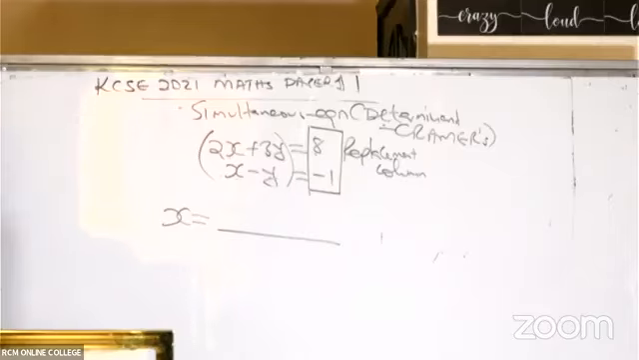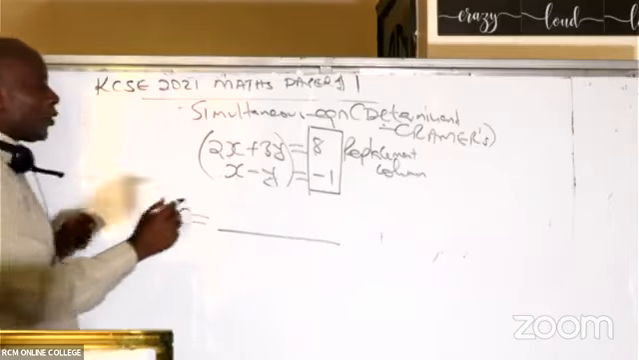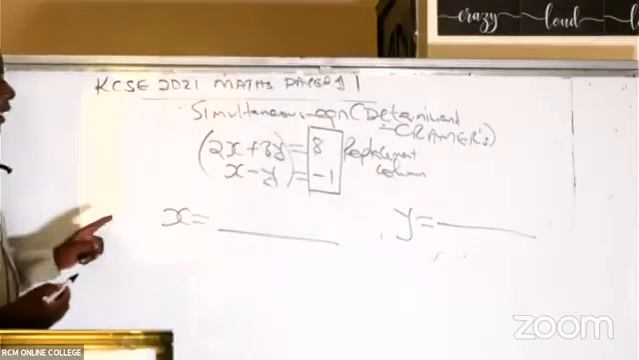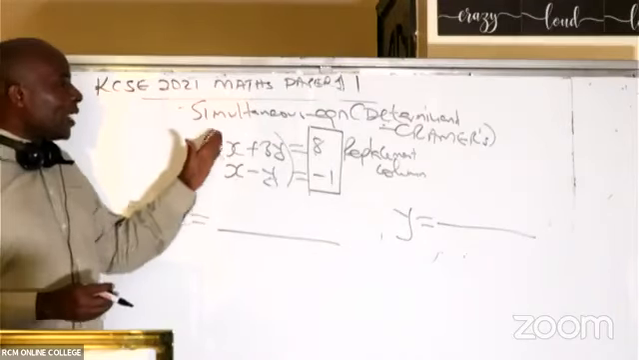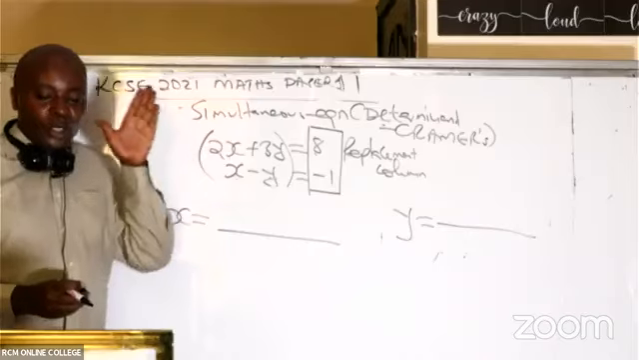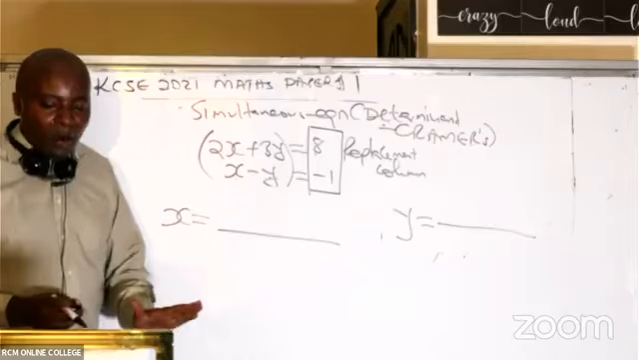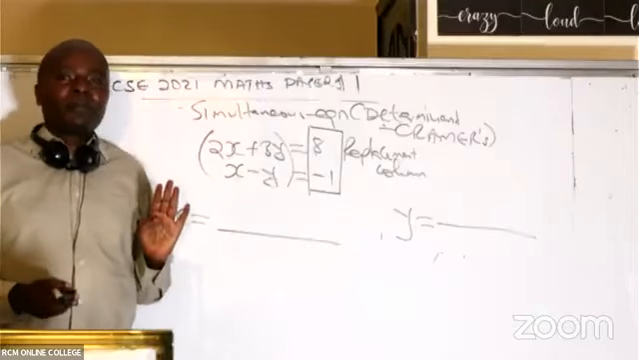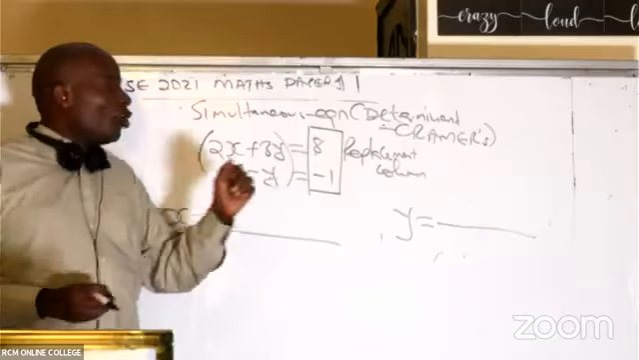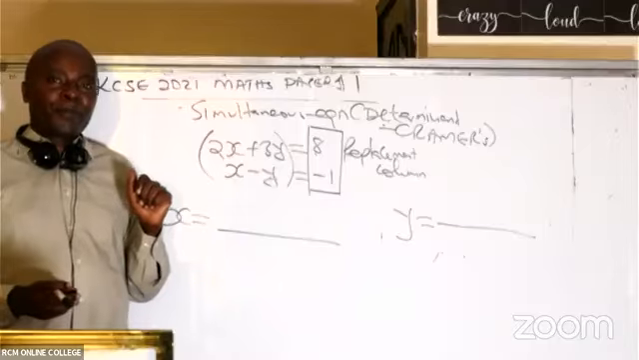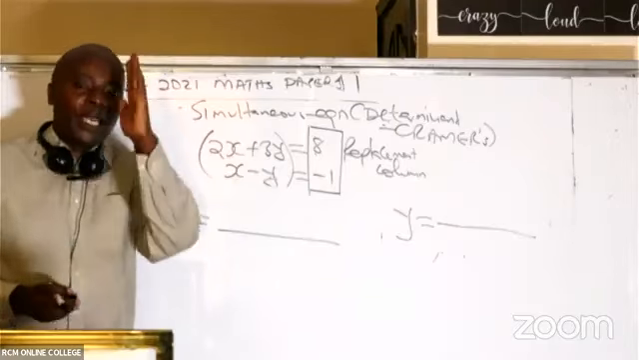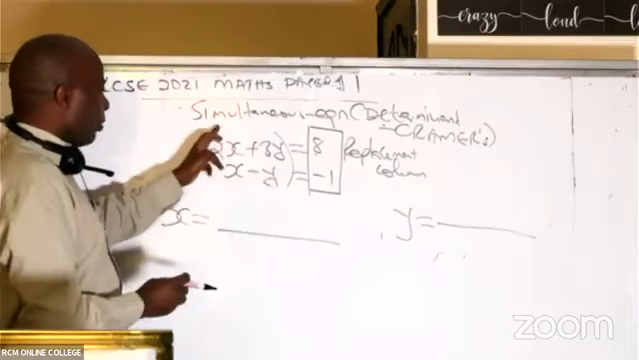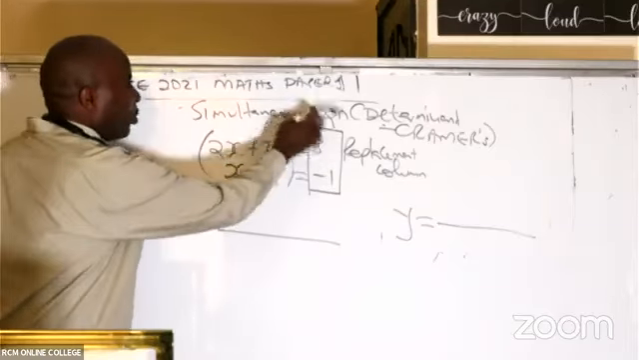what do we have here? To get the value of x, there are 2 values I need to get. I need to get the value of x and the value of y. So to get the value of x, the column of x must be hidden. Using Cramer's rule, if you want to get the value of x, the column of x must be hidden. In its place, you have the replacement. So this column of x is being hidden, and in its place, we put the replacement.